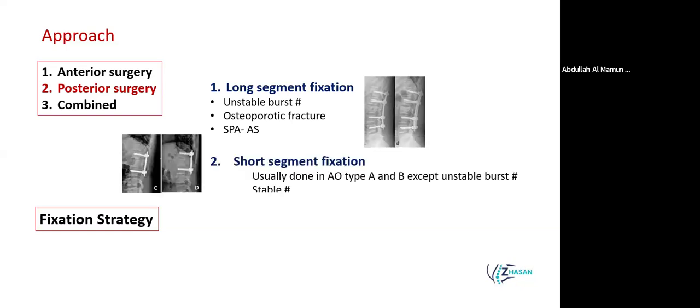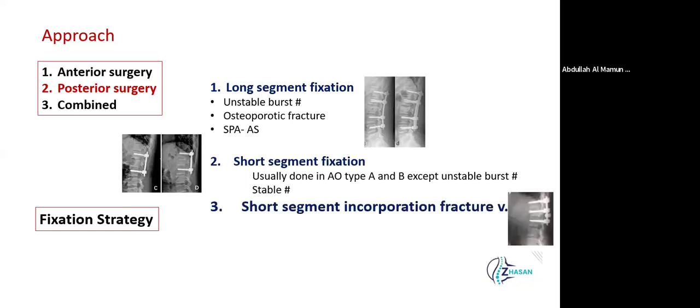Number 2 is the short segment fixation. Here you can see it is only 2 screws above and 2 screws below, total 4 screws. This is short segment fixation, usually done in AO type A or B fractures. Number 3 is short segment fixation with incorporation of the fracture vertebra. In this case, we include the fracture vertebra within the construct.